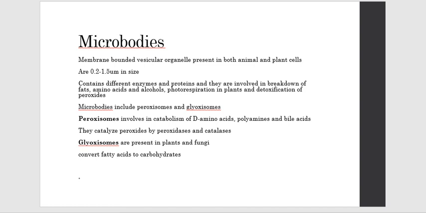They are present in some cells, not in all the cells, because the functions they perform are not needed in all the cells. They are required only in a few cells. Peroxisomes are involved in the catabolism of D-amino acids, polyamines and bile acids. They catalyze the breakdown of peroxides by peroxidases and catalases. Glyoxysomes are present in both plants and fungi, and they convert the fatty acids to carbohydrates so that they can be stored here.